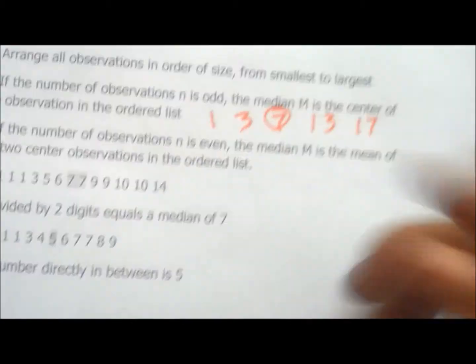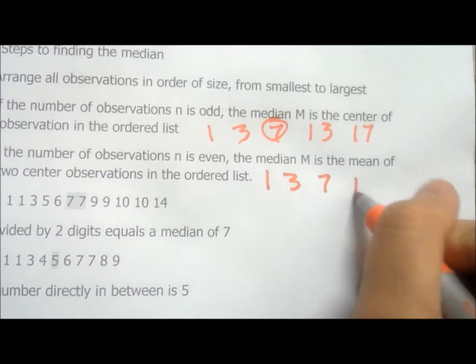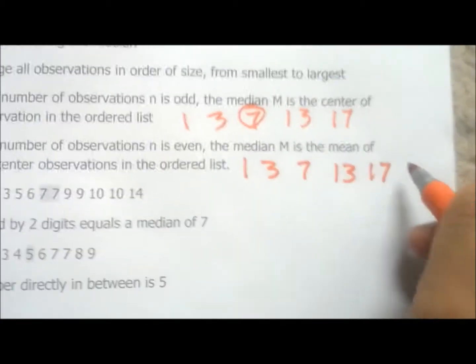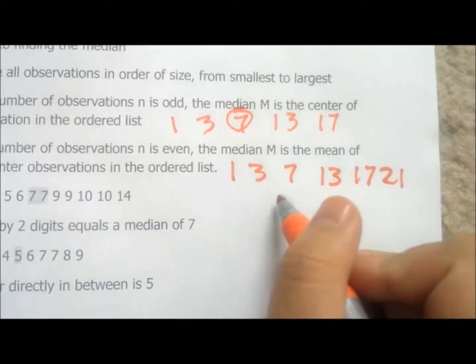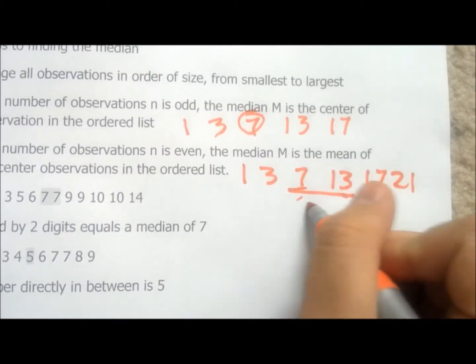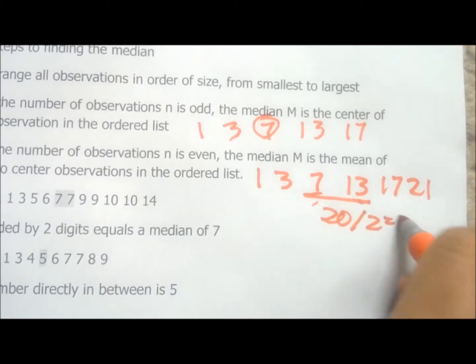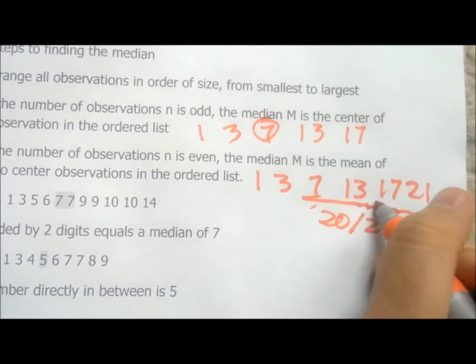Now, what does that mean? If we take the same set of numbers, 1, 3, 7, 13, 17, and let's say we add in 21. Well, now we have 2 numbers that are kind of tied in the middle. Now, this one adds up to 20, and if you divide by 2, you get 10, and that will be the median for that one.